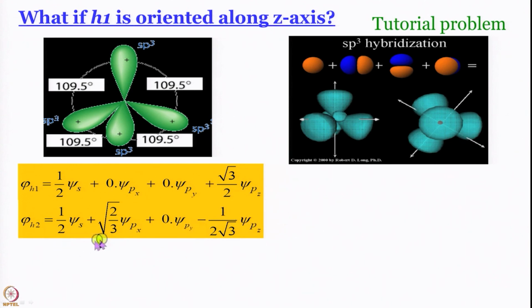But before going there, just have a look here. S contribution is half, 1/4. P contribution, what is it? Square of this, 2/3 plus 1/4 of 3. So, just work it out, you will see that it comes to the same thing. You still have sp3 here. It is just that contribution from Px and Pz are no longer the same, because orientation is not symmetric anymore.